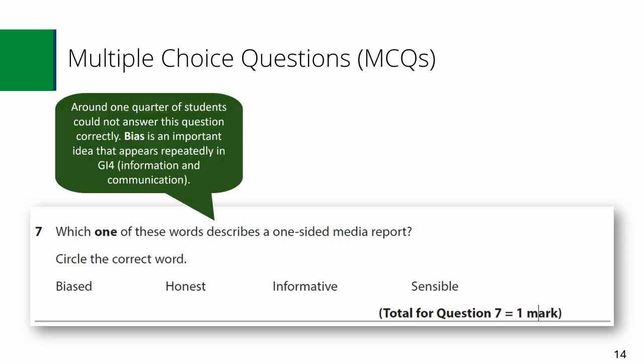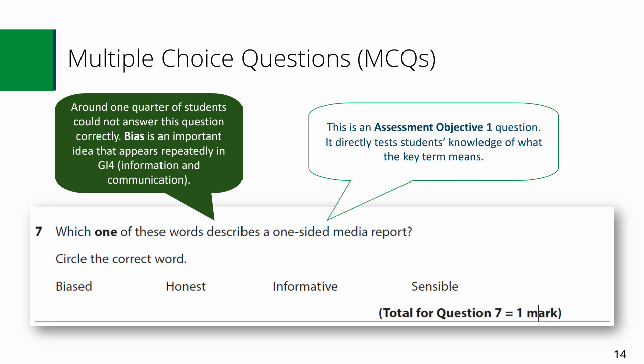Brilliantly, around 3/4 of students were able to answer this correctly and knew this important word. Bias is an important idea that appears repeatedly in the course. Around 1/4 of students were unable to remember what it meant, however.